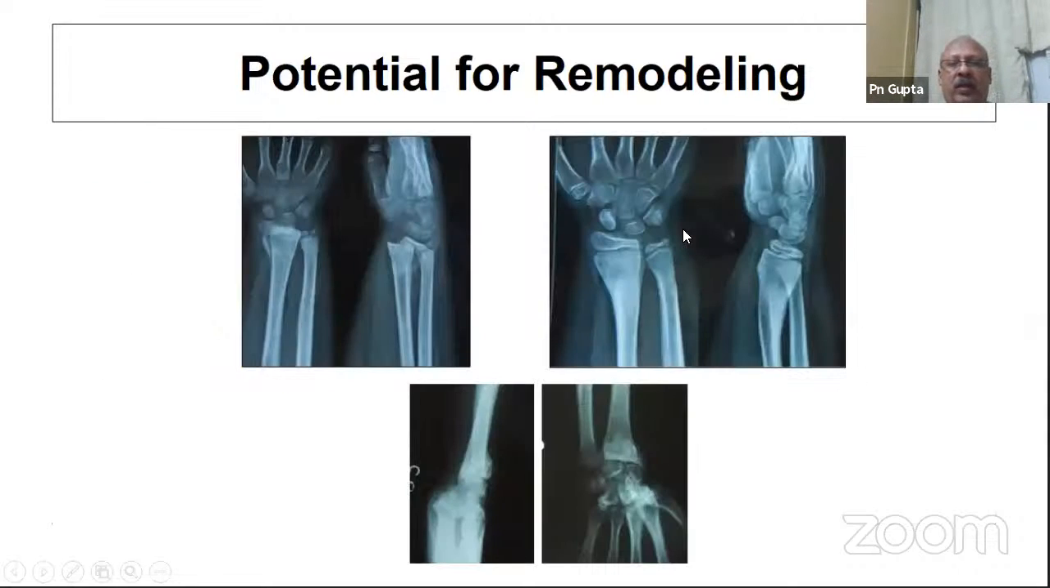So angulation in the plane of deformity remodels, torsion does not remodel usually. So, potential for remodeling in the distal radius: if you see, this is a malunited distal radius with about 30 degrees of angulation. And what we did was just immobilize, and you see that at the end of 6 months, it's trying to remodel, and it will eventually remodel into a normal situation. Whereas in adults, if you have a malunion, this is not likely to remodel to any extent.